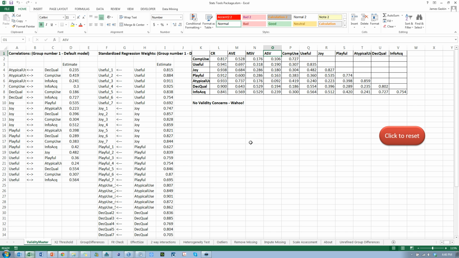Could you show again where you compare the square roots? Yeah, the square root of the AVE is on the diagonal, and you want this value to be greater than any correlation with another variable. So anything to the left of it or below it in this little matrix here.